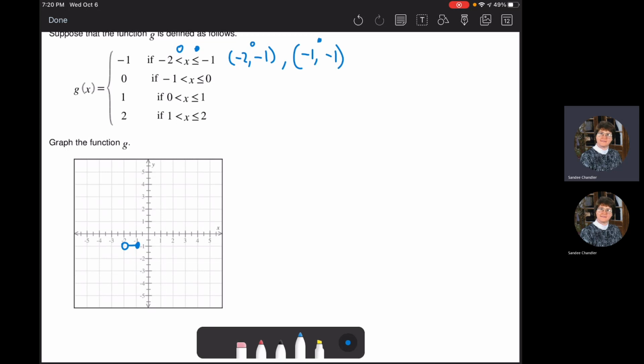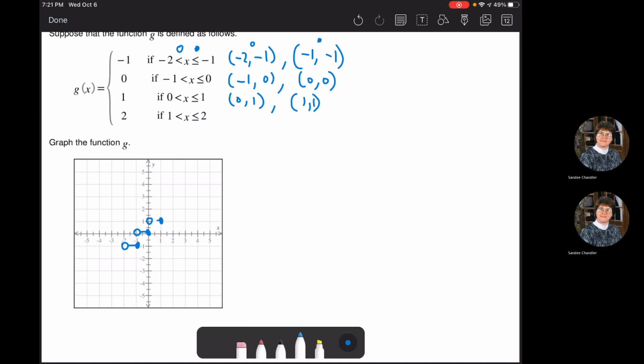Second set here gives us the open -1, 0. And then it gives us the point 0, 0. So -1, 0, 0, 0, connect between. This one gives us the point 0, 1, open, and 1, 1, closed. Whoops, lost a 1. 0, 1, 1, 1. And the last one gives us the point 1, 2, 2, 2.